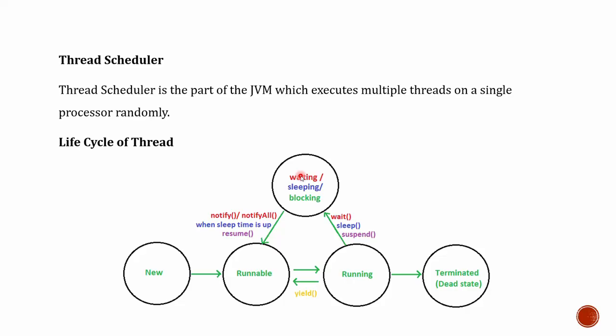Next, it will move to the next step, which is called terminated. Once a thread finishes execution, or if it is explicitly stopped, it enters into a terminated state. Once it enters a terminated state, it cannot be restarted. Attempting to call the start function once again will throw an illegal thread state exception. So this is the entire life cycle of a thread.